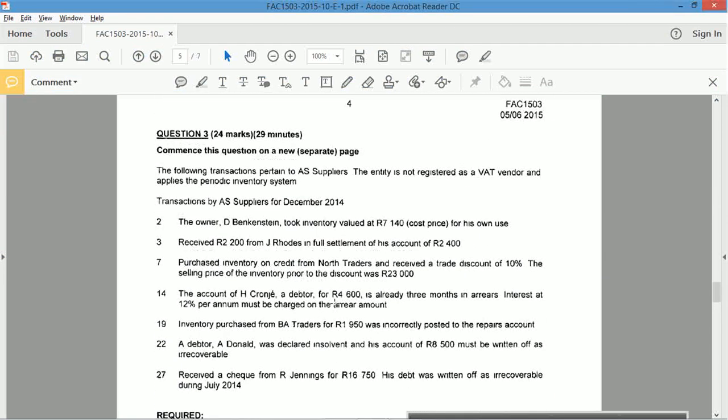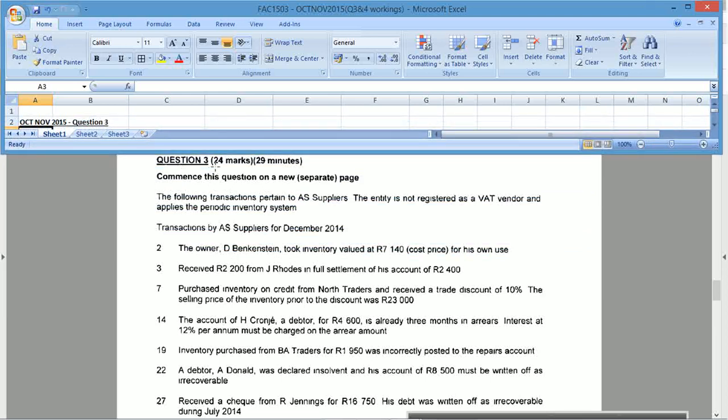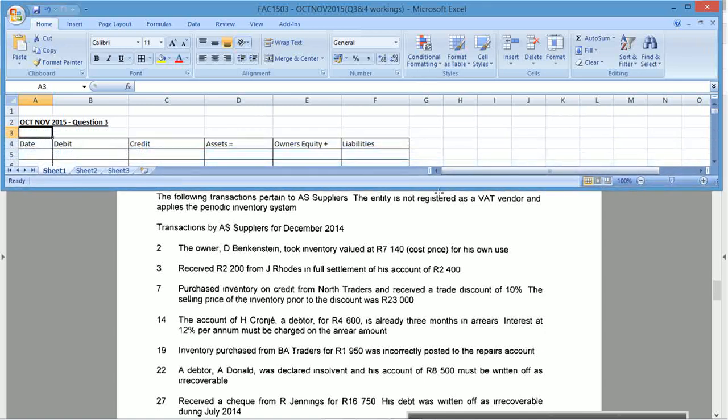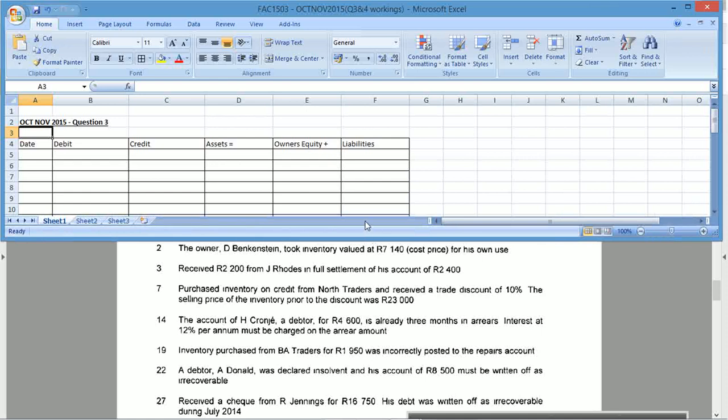Then we need to go to the question and look at all these different transactions. Question 3 is out of 24, marked 29 minutes. The following transactions pertain to AS. The entity is not registered as a VAT vendor. Does that help you? It does. Why? Don't need to work out VAT. Don't need to show input, don't have to show output. They do tell you that they're using the periodic system. So what do we call inventory with periodic? Do you guys remember? Purchases. So when you use the word inventory, it needs to be written as purchases. And purchases is an expense, not an asset.